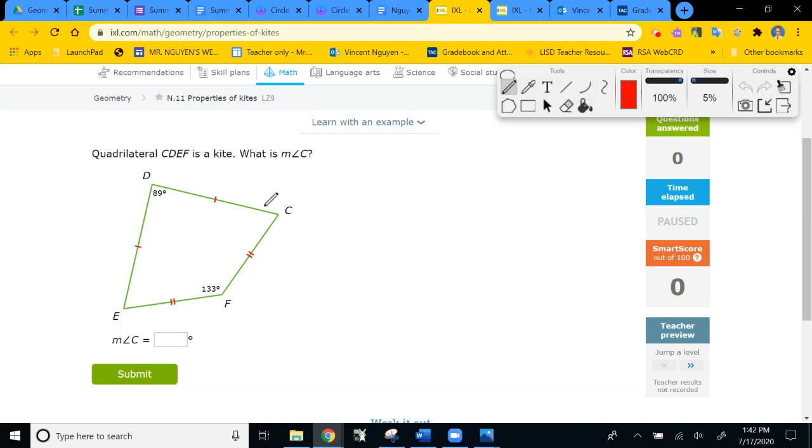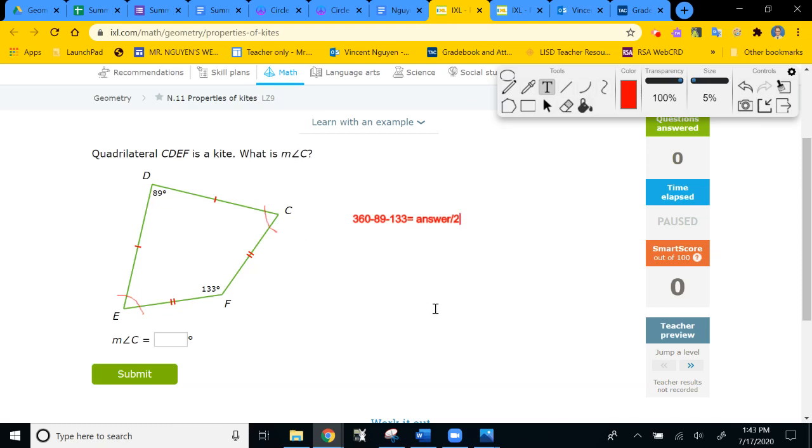Anyway, so here's angle C. We know the wing angles are the same, and we know that all 4 angles add to 360. So what we're going to do is 360, and we take away the other 2 angles, which is 89 and 133. We get an answer, and we divide that answer by 2, because there are 2 angles and we just want one of them, right?